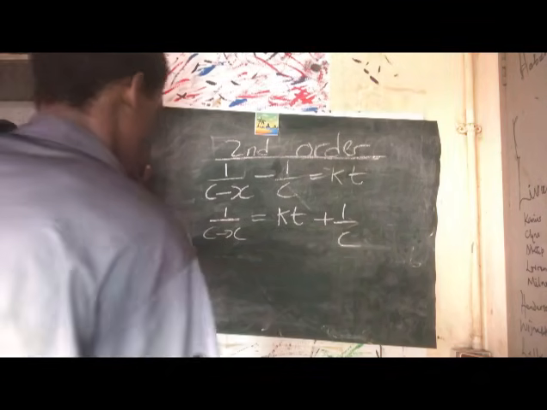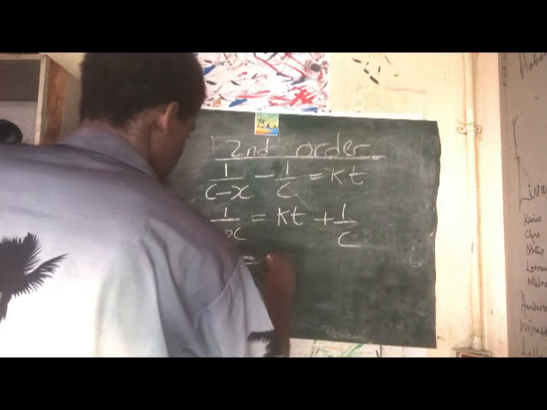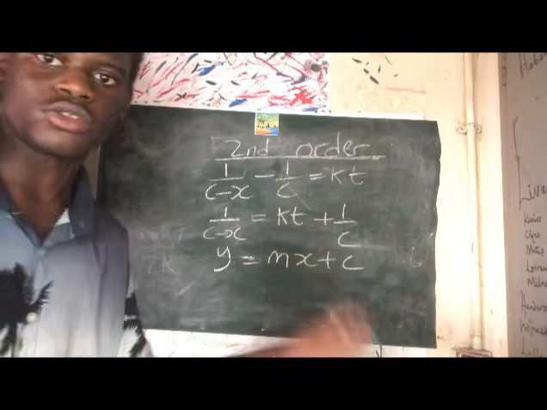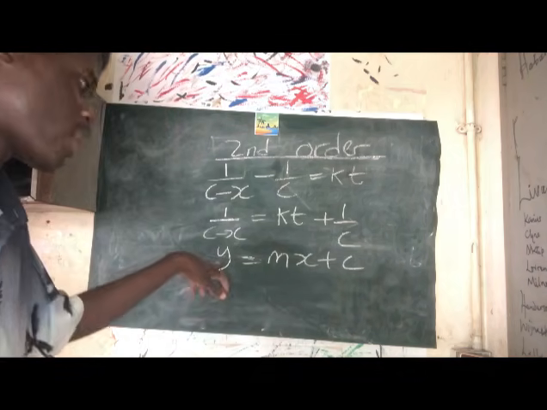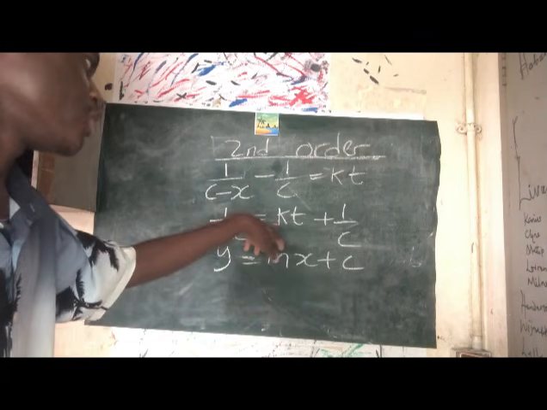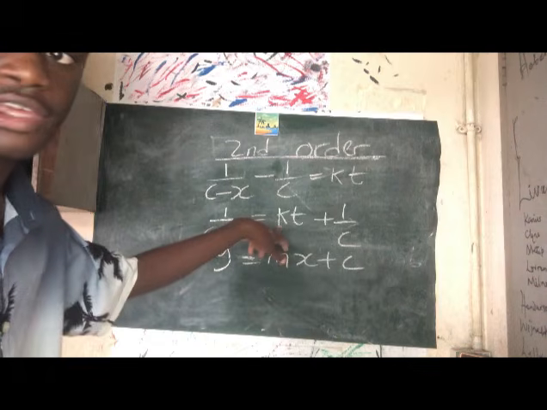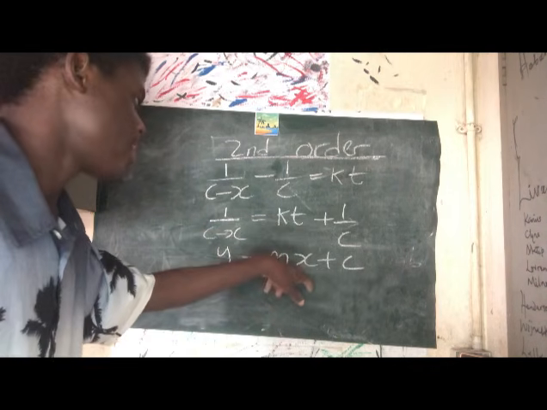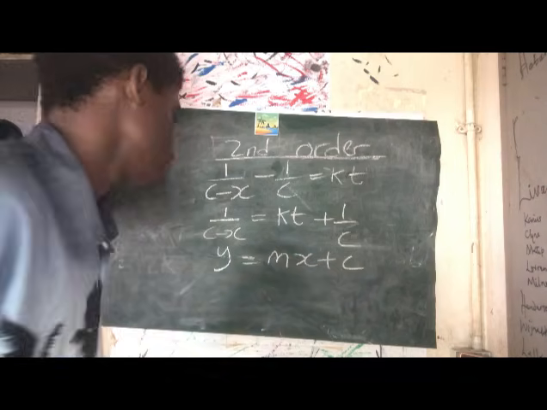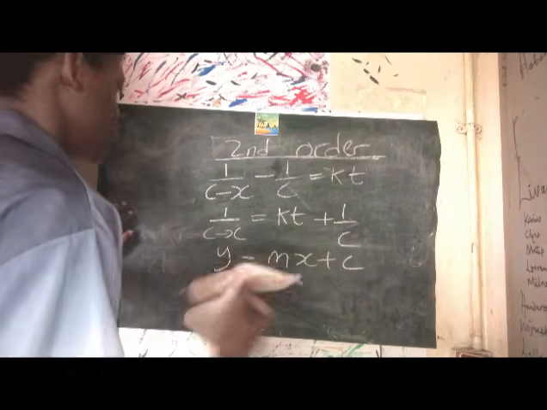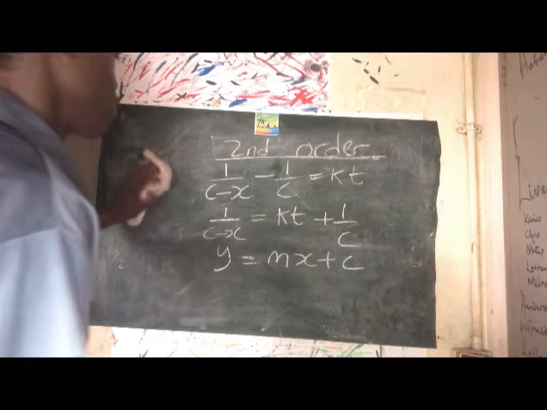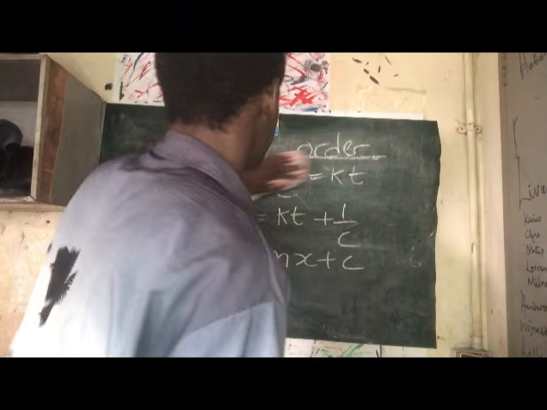So we just represent this with a straight line graph. Y is equal to mx plus c, the straight line equation. So you can see that our y-axis is 1 over c minus x. Our slope is positive k. Our x is time, and our intercept c is 1 over c. So to draw the graph like this now, let me draw the graph. Let me clean this please.